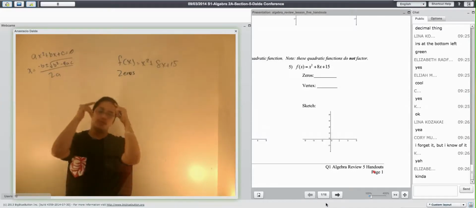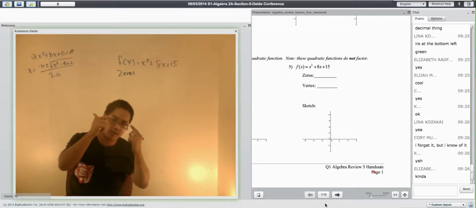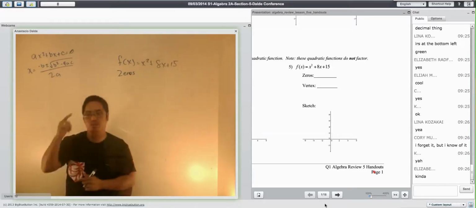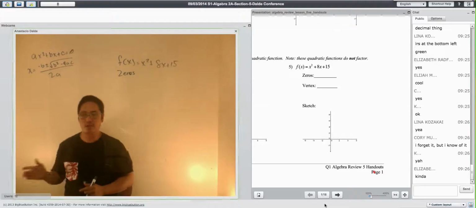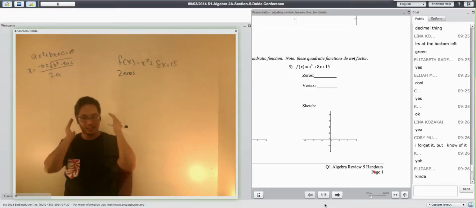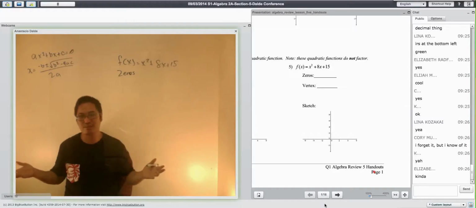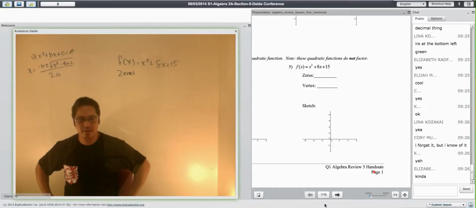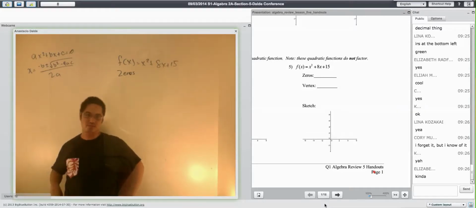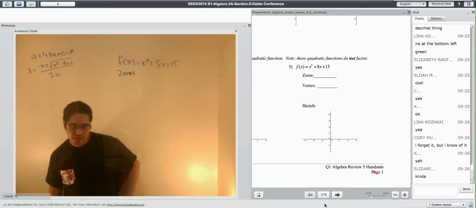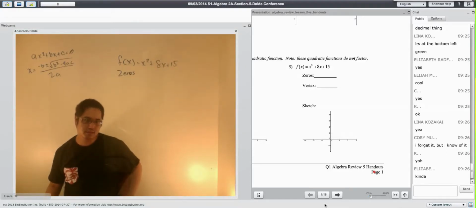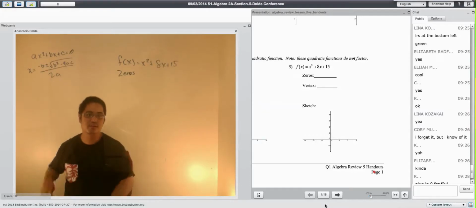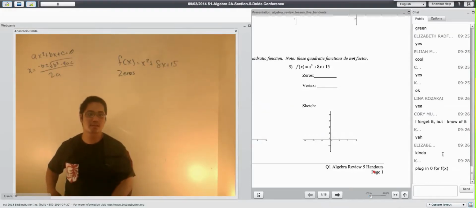When you find the zeros, you're actually asking where are the x-intercepts. When I want to find the x-intercepts, what do I do? If you don't know, scroll to the very top of the chat bar and look, because we just talked about this. You can look at your notes, because it's in your notes, like 5 lines ago, 10 lines ago. Plug in 0 for f of x, exactly.